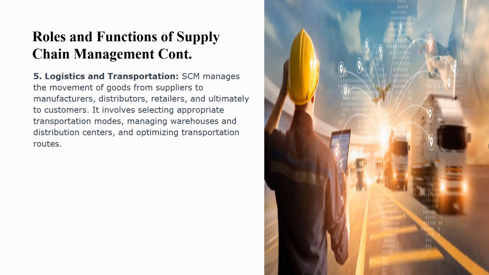So the supply chain management under logistics and transportation looks at how we make sure that goods are moved from one location to another using air, using road, using sea. These are different channels or means of transportation. So it involves selecting appropriate transportation modes. What is the appropriate transportation mode? Is it by air, by road, or by sea?